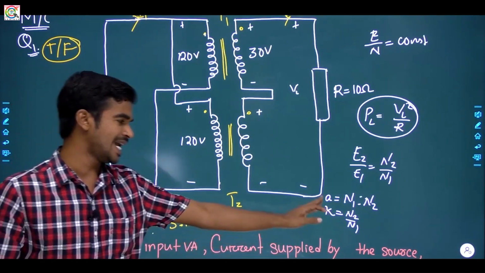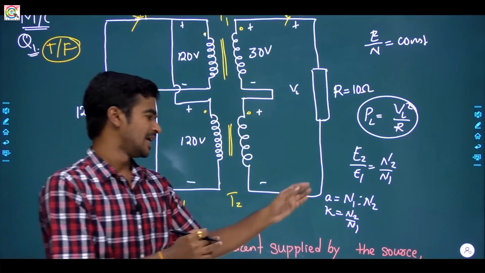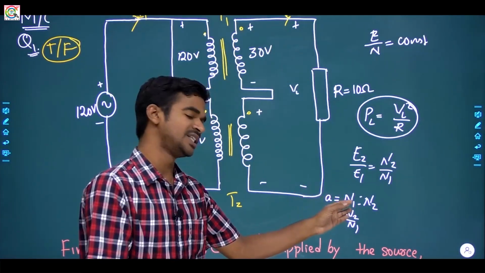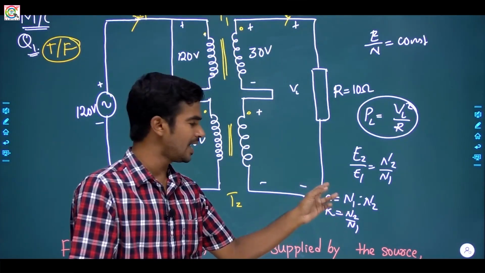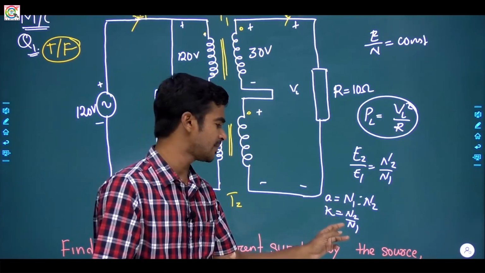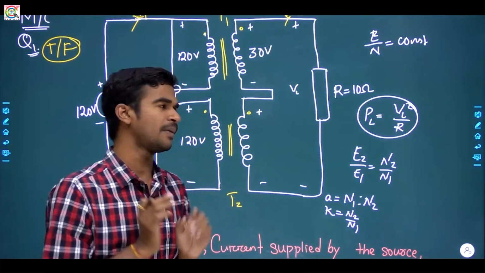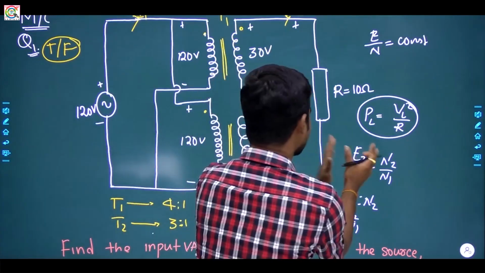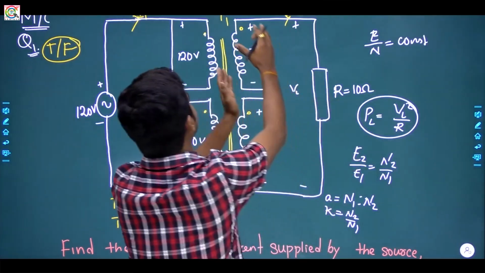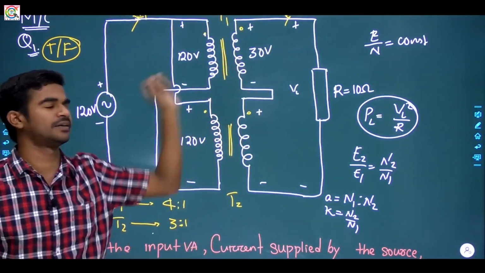Okay, so A, which is called the turns ratio, is given by N1:N2. And K, meaning transformation ratio, is given by N2 by N1. Are you getting my point? Now use the relation and tell me what is the secondary side induced voltage in the transformer T1, that is 30 volt.